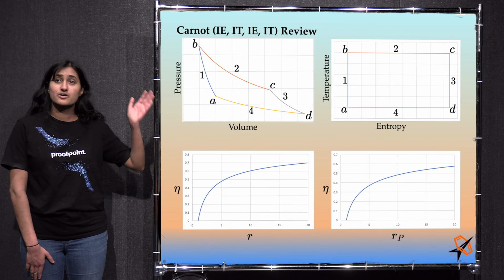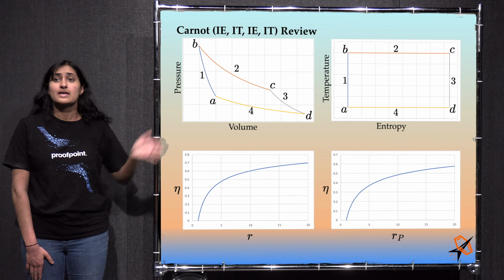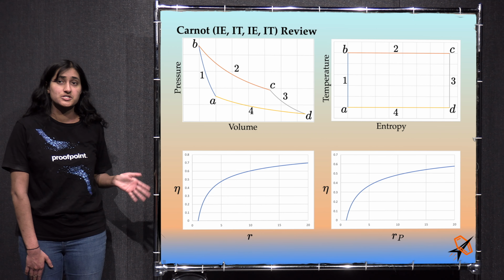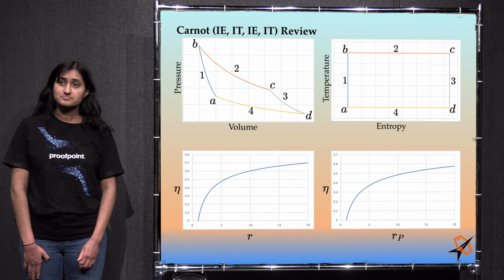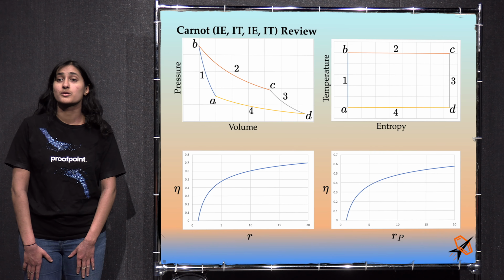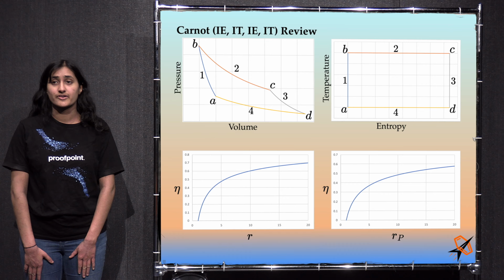As a review, here is the Carnot cycle on PV and TS diagrams, and plots of the efficiency as a function of the compression ratio and the pressure ratio. These are the bases of comparison for the other cycles. As a reminder, Q and W in this video are on a per mole basis. We'd call them intensive variables, but since they're not state variables, they're path variables.